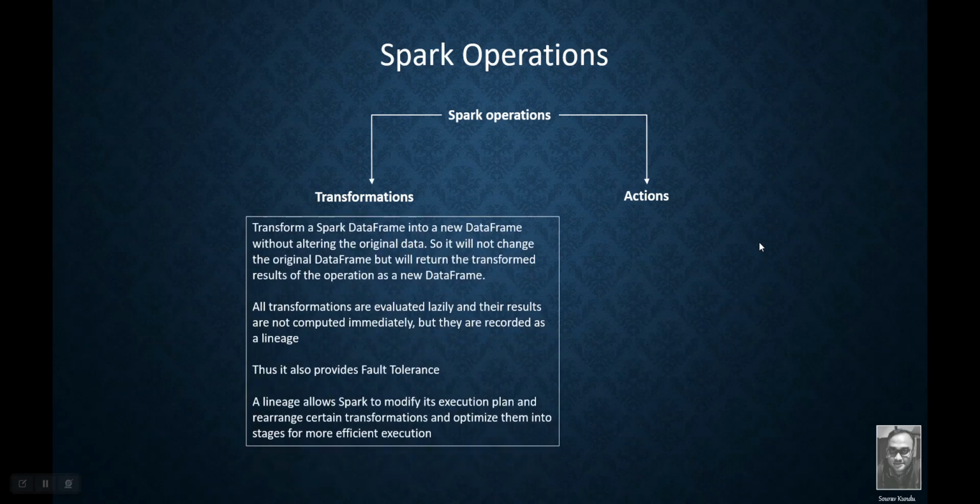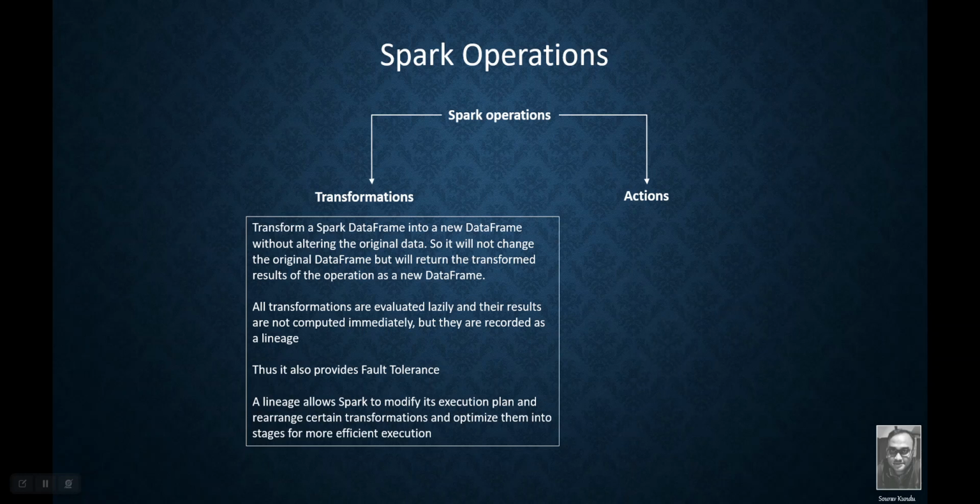Transformations transform a Spark data frame into a new data frame without altering the original data. Whenever you apply a transformation, the already existing data frame will not be altered. Instead, a new data frame will be created, returning the transformed results of the operation. All transformations are evaluated lazily, as we already discussed what lazy evaluation is, and the results are not computed immediately, but are recorded as a lineage. We have already seen how that lineage works, right? Thus it provides fault tolerance.